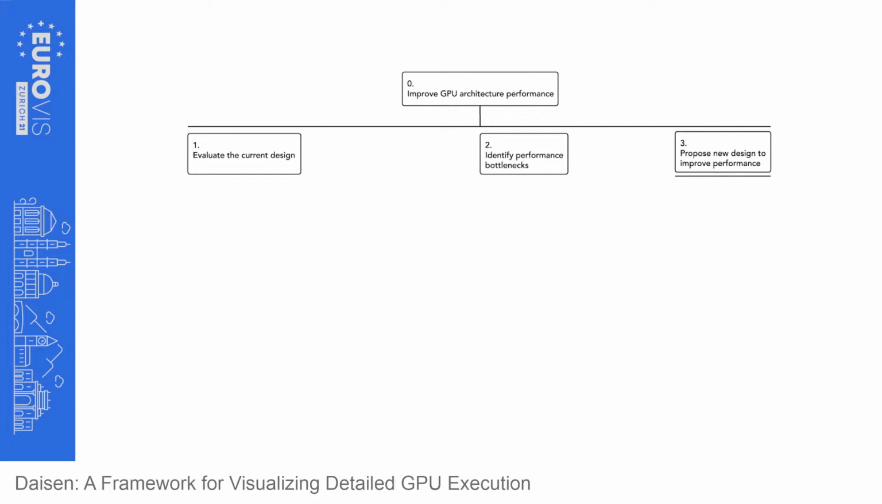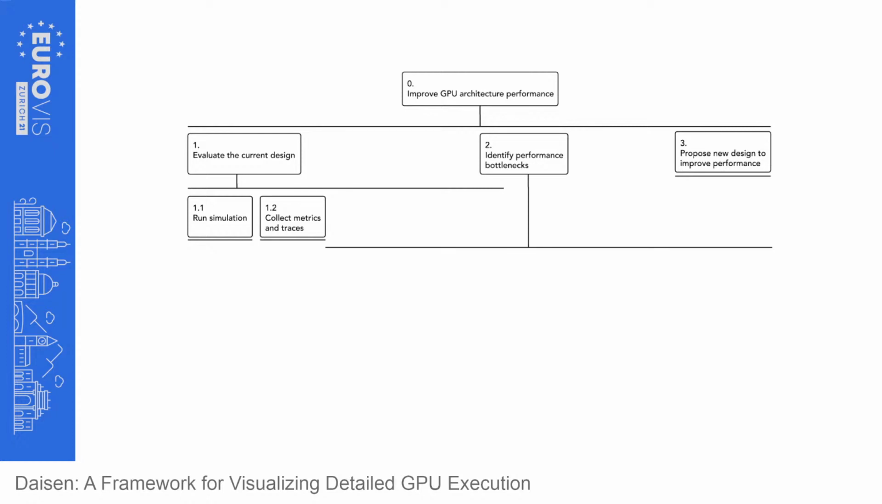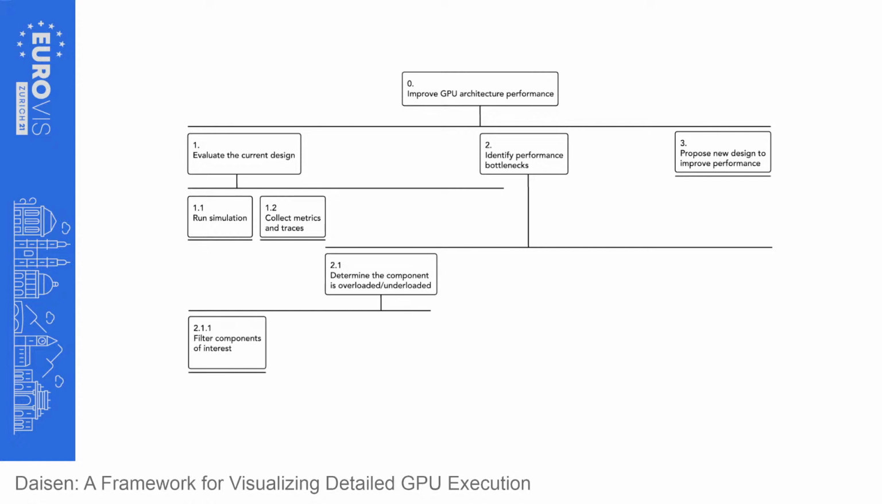To evaluate the performance of the current design, a designer models the hardware implementation in a simulator and collects the performance metrics and traces. Using the metrics and traces, designers can start working on identifying the performance bottlenecks. According to our interviews, we find the designers usually start with finding the workload of each component. They try to find which component is working under stress and which component is not given enough tasks. Those designers, as domain experts, know which component they want to check. Therefore, they need to filter the component from a large number of components in the system.